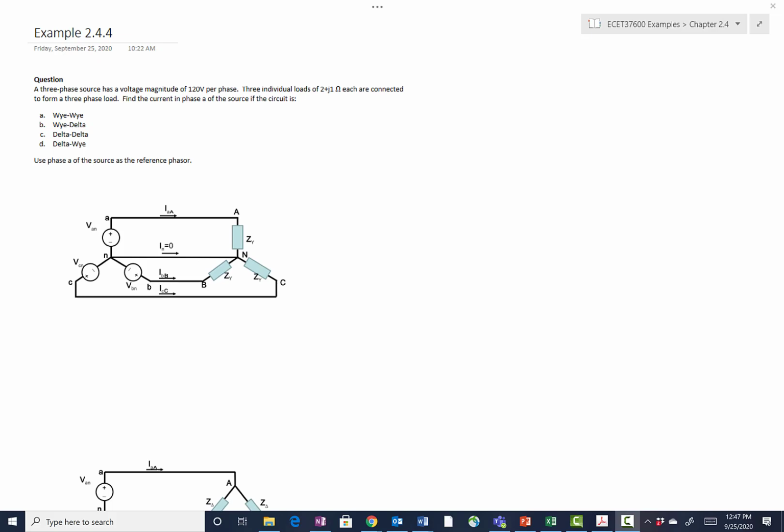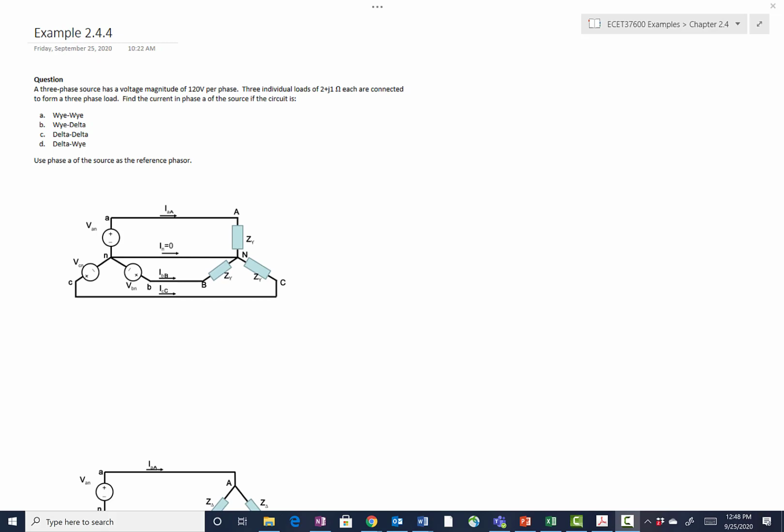Example 2.4.4, which is on three-phase circuit connections or configurations. A three-phase source has a voltage magnitude of 120 volts per phase. The three individual loads are connected that are 2 plus j1 ohms each to form three-phase loads. Find the current in phase A from the source if the circuit is one of the four possible circuit configurations. And as usual, we'll use phase A of the source as the reference phasor.